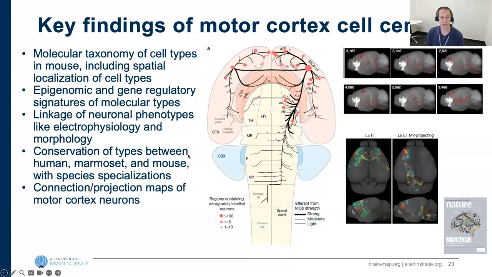And then there were a number of studies that looked at the connection and projection maps of mouse cortical neurons. And so this is showing one example of projection targets from motor cortex into various other places in the mouse brain. And on the right here, you can see some example neurons that are from layer 5 intertelencephalic, so that you can see they're projecting primarily within the cortex or the telencephalon, and then you have these extratelencephalic neurons that have very different targets projecting many other places around the brain.